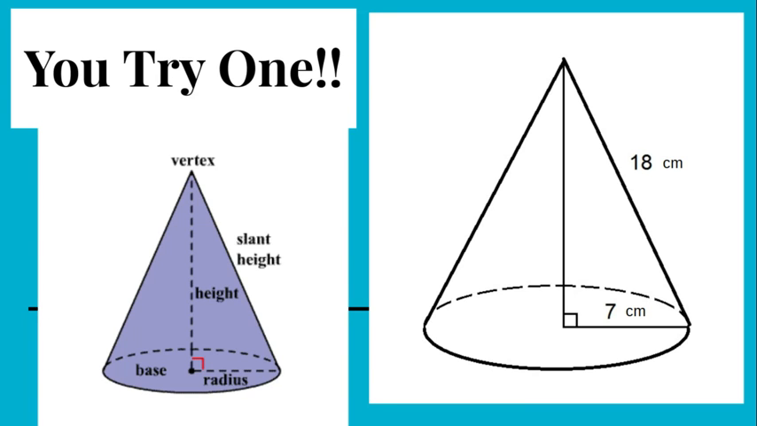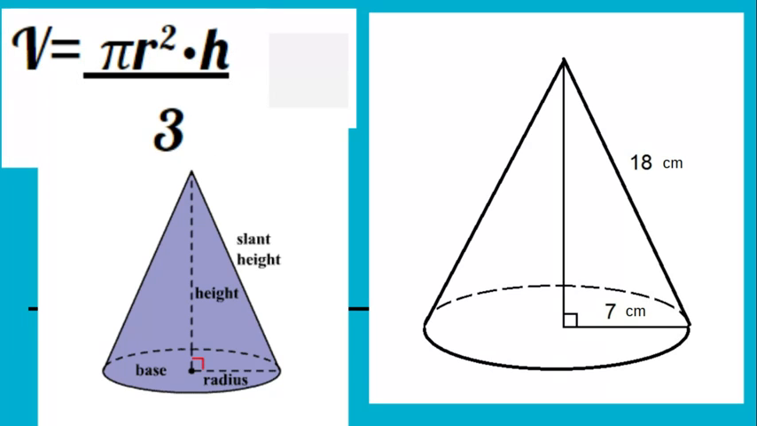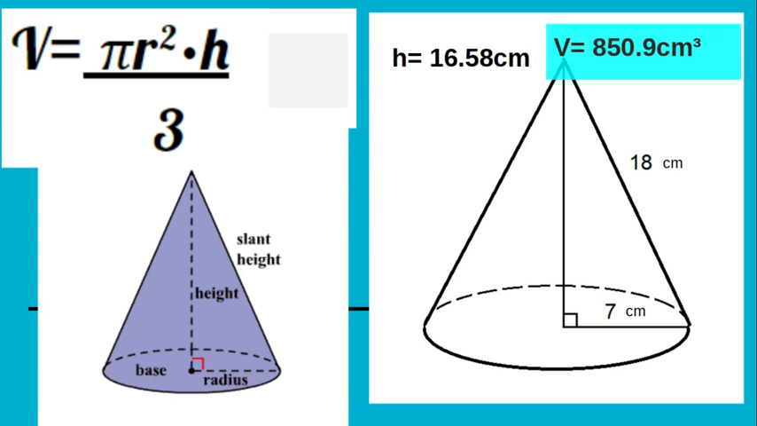Okay, welcome back. Let's see how you did. So this is the formula you should use for volume, but first you need to do Pythagorean theorem to find the height, which you should have gotten about 16.6 rounded. Plug it into the volume formula, and your volume should have been 850.9 centimeters cubed.